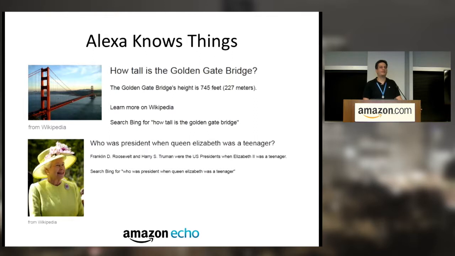Alexa knows a lot of things. You can ask a simple question like, how tall is the Golden Gate Bridge? But you can also ask more complex questions like, who was the president when Queen Elizabeth was a teenager? In order to answer that, Alexa first needs to find who Queen Elizabeth is, how old she is, when she was a teenager, and then find who the president was at that time. So it knows how to answer complex questions.